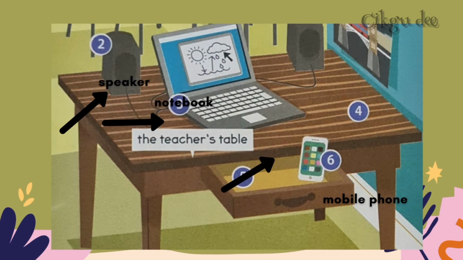Okay, children, look at the picture and answer the question. Where is the speaker? The speaker is on the table. Where is the notebook? The notebook is on the table. Where is the mobile phone? The mobile phone is in the drawer.